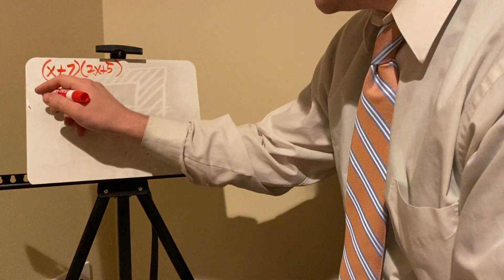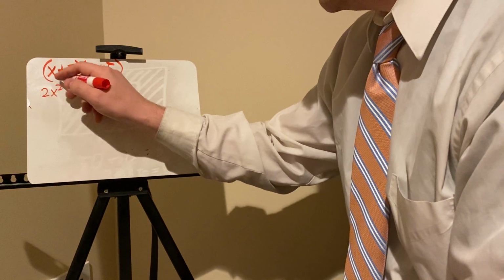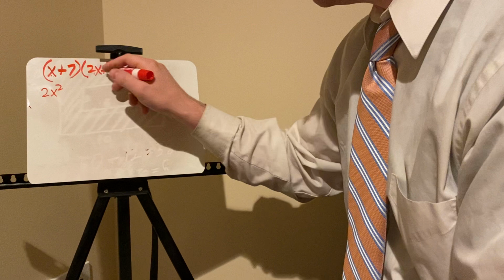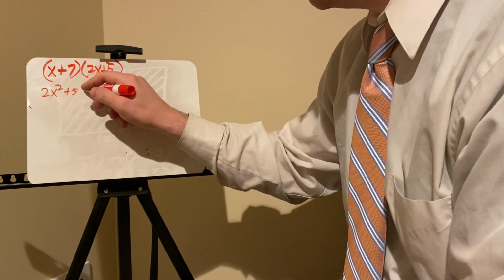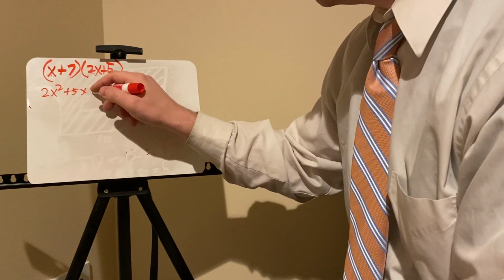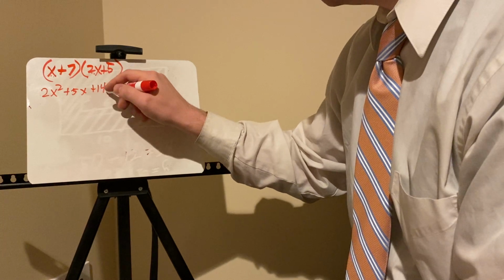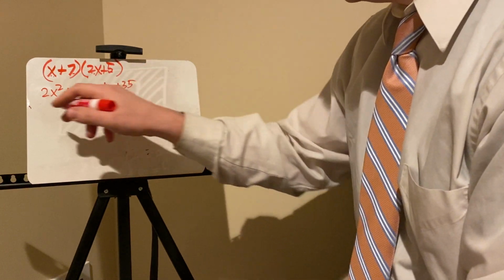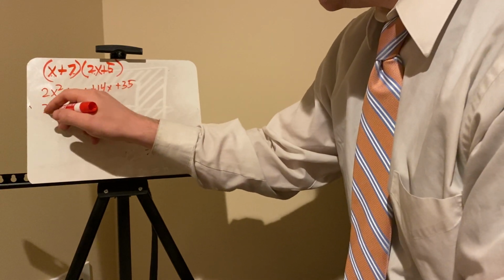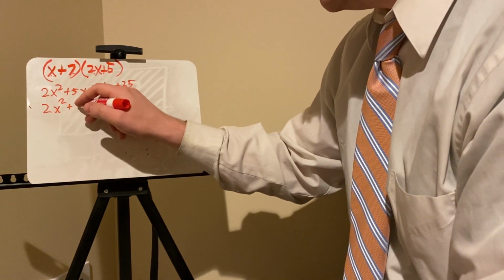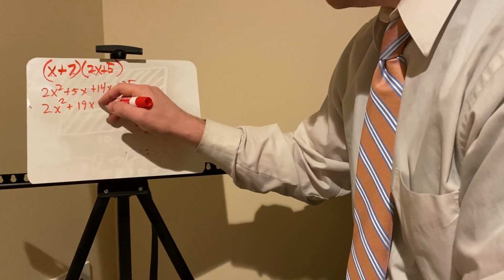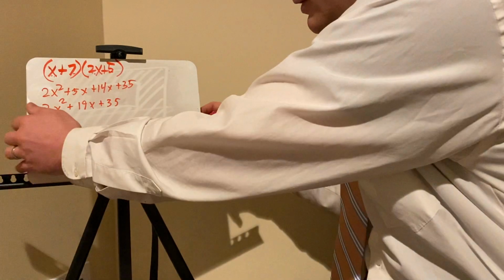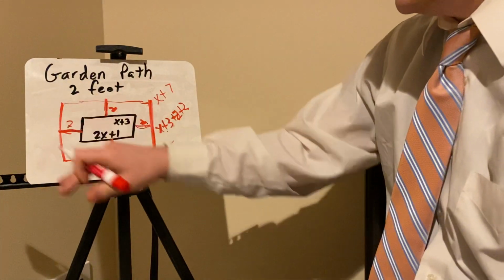X times 2x is 2x squared. X times 5 is 5x. 7 times 2x is 14x. 7 times 5 is 35. I can combine like terms. 2x squared plus 19x plus 35. That is the area of the entire garden, including the path.